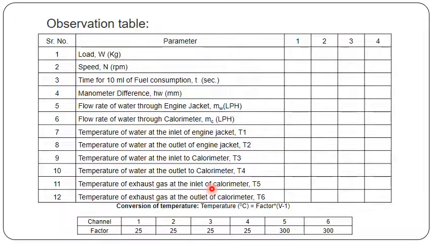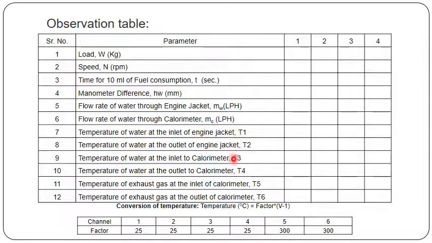Similarly, we measure the exhaust gas temperature at the outlet of the engine, which is the same as the inlet to the calorimeter, denoted as T5, and the temperature of exhaust gases at the outlet of the calorimeter. Now these temperatures and flow rates will be used for obtaining the heat balance sheet, and the first four observations will be used for calculating the other performance parameters.